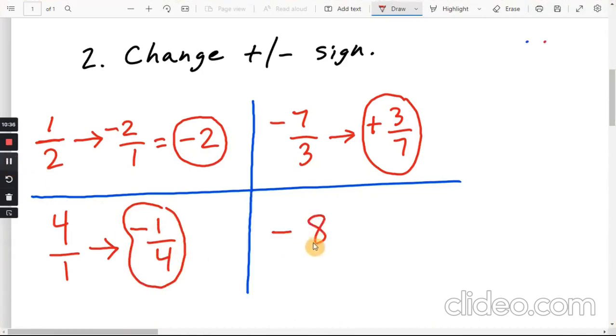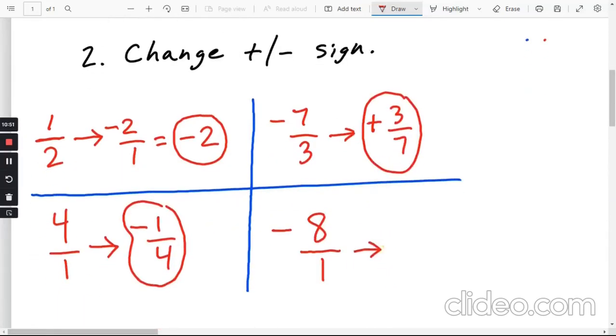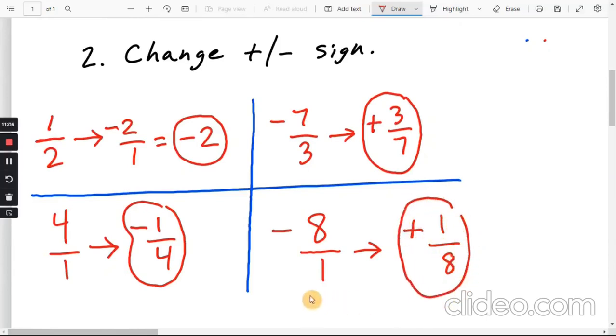Okay, please try to find the negative reciprocal of negative 8. All right, negative 8 is the same as negative 8 over 1. So the first step is to flip it, and that's going to be negative 1 over 8. And then change the plus minus sign. It's positive 1 over 8. Final answer.